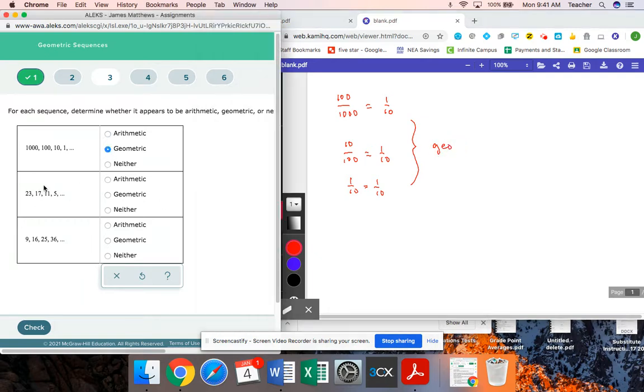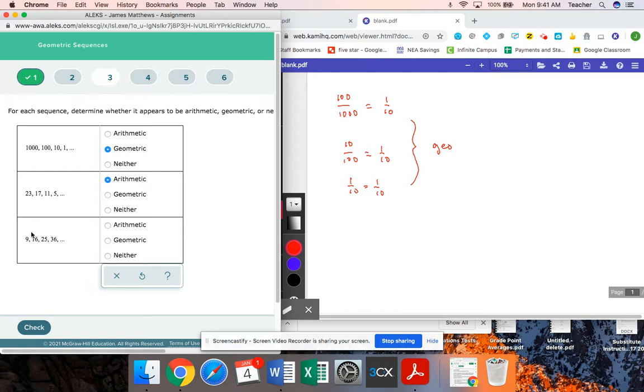If I look at this one, if I do 17 minus 23, I get -6. If I go 11 minus 17, I get -6. 5 minus 11, I get -6. That's actually arithmetic.